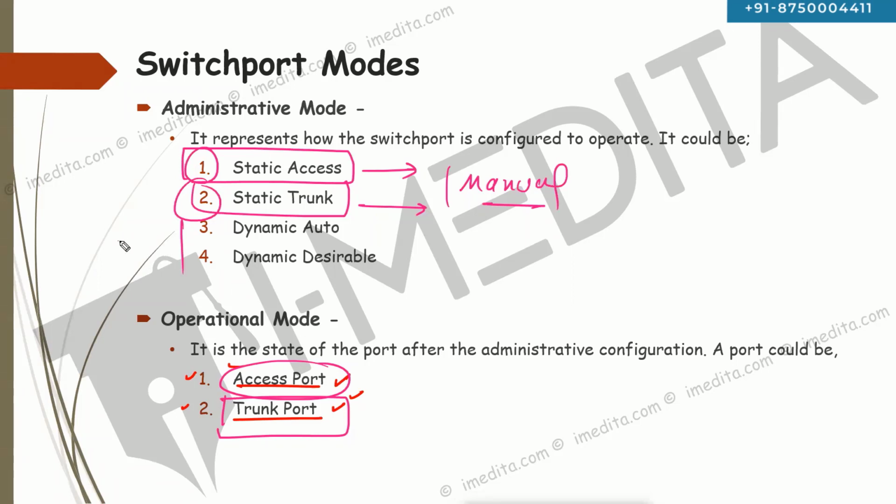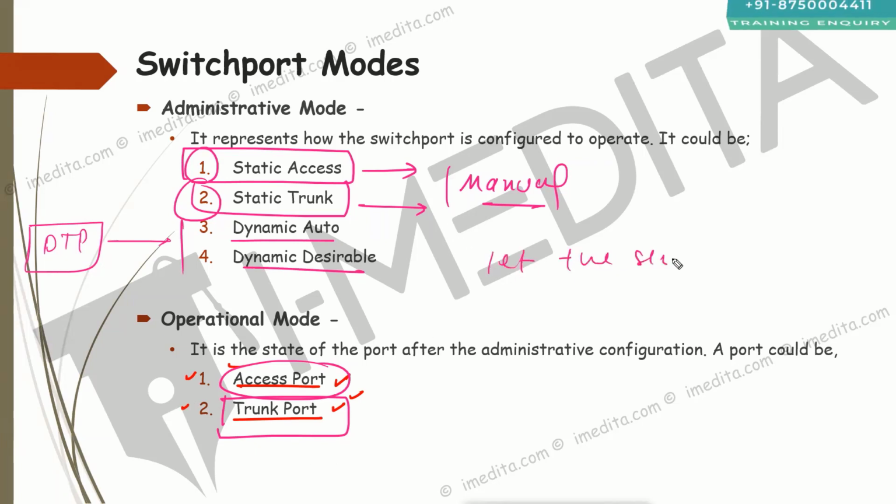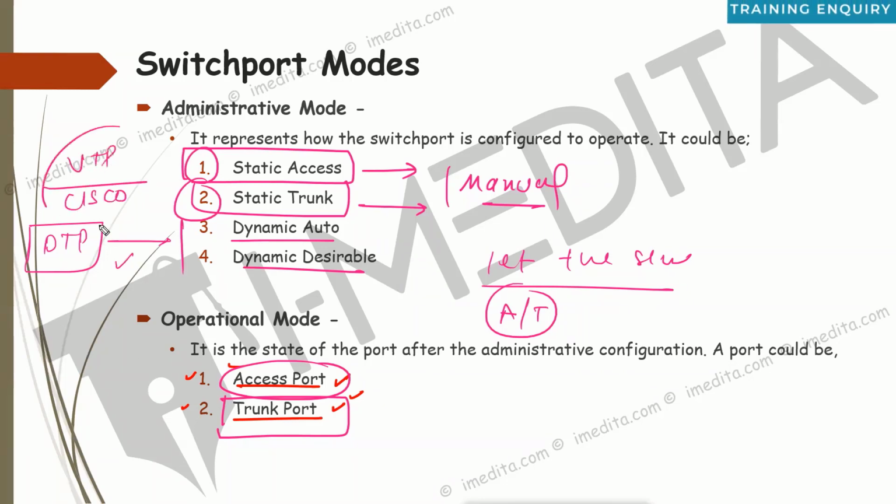Here we use a Cisco proprietary protocol called DTP, Dynamic Trunking Protocol. We can use the protocol DTP to dynamically choose the port as the access port or the trunk port. We can let the switch select or choose the port to be either an access port or the trunk port automatically. I can let the switch decide if it has to put the port in the access mode or the trunk mode automatically. There, we use DTP, which is again a proprietary protocol, and VTP is also a proprietary protocol.